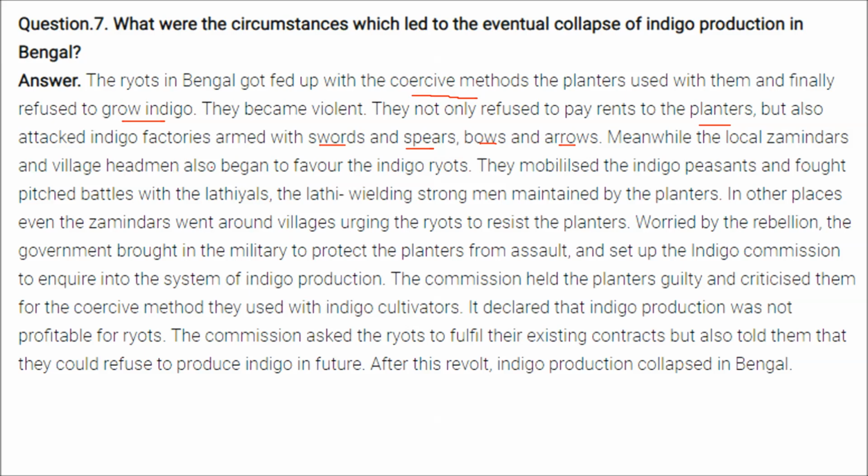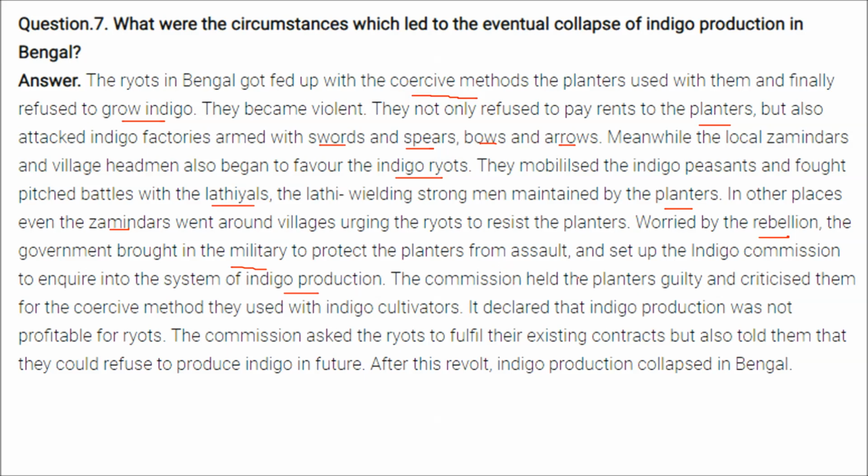Meanwhile, the local zamindars and village headmen also began to favor the indigo ryots. So they mobilized the indigo peasants and fought pitched battles with the lathials, that is the lathi wielding strong men maintained by the planters. In other places, even the zamindars went around villages urging the ryots to resist the planters. And worried by this rebellion, the government brought in the military to protect the planters from assault and set up the Indigo Commission to inquire into the system of indigo production.